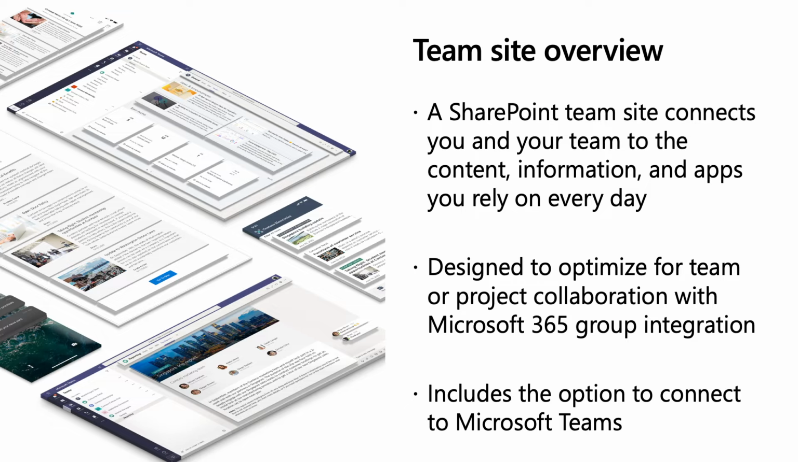A SharePoint team site connects you and your team to the content, information, apps you rely on every day. They're designed to optimize for team or project collaboration with Microsoft 365 group integration. A group in Microsoft 365 is a set of people that has access to a set of shared resources like a shared Outlook inbox, a shared calendar, or in this case, a shared SharePoint site, and includes the option to connect to Microsoft Teams. So that if you and your colleagues primarily work in Teams, you can still get all the benefits of your SharePoint team site there.